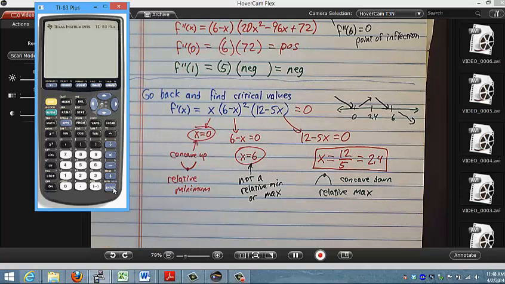And you can use the calculator, or you can graph it to give yourself a little more of a clue. Although I'll tell you something about graphing this one.